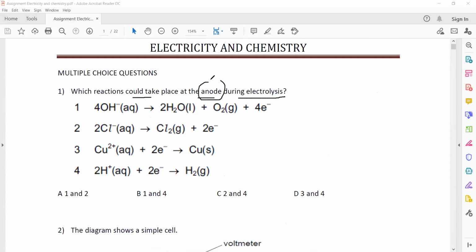Anode is a positive terminal. So as it's a positive terminal, the ions which are negative in charge are attracted towards the anode. So which reaction can occur? Positive at the anode, the negative ions are attracted towards the anode. So which equation should be correct?